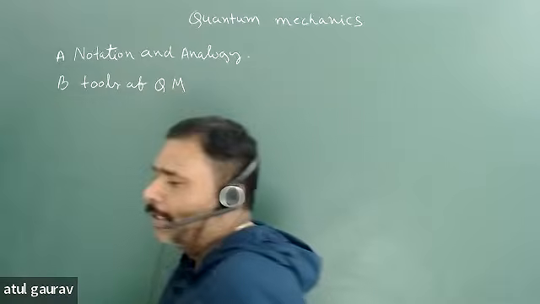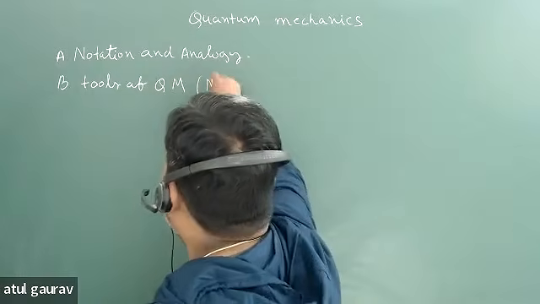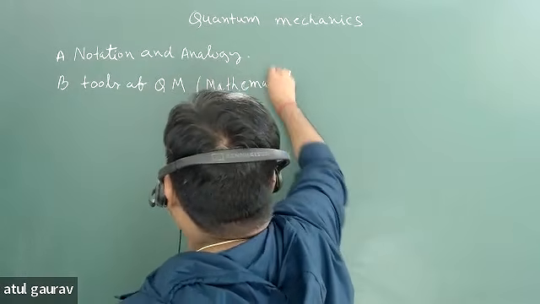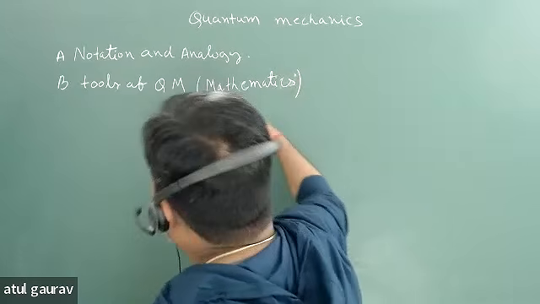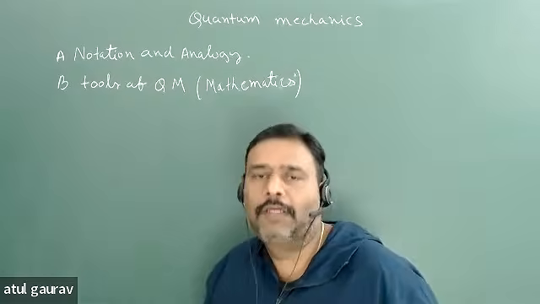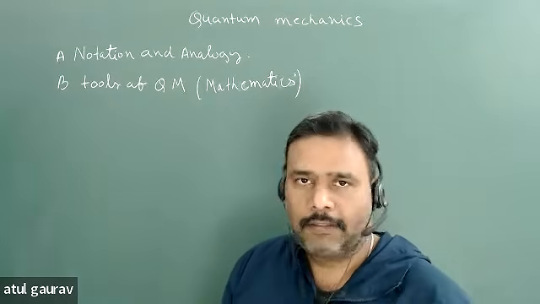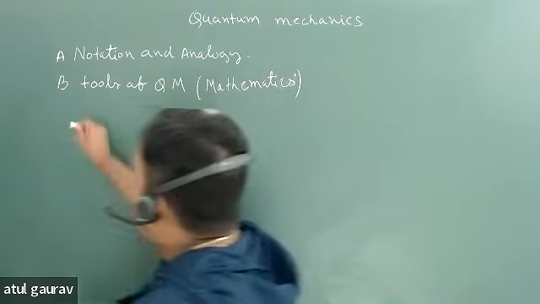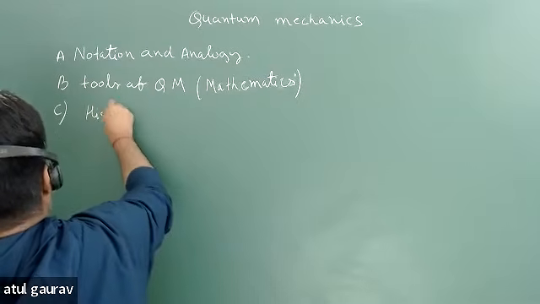If I am talking about tools of quantum mechanics, then what are the theoretical tools? That is mathematics, basic mathematics. I will discuss all the mathematics which is used in quantum mechanics. You do not need to worry whether you know a particular topic or not. I will separately do all the mathematics which will be useful in quantum mechanics. So it's a very separate topic, tools of quantum mechanics. And then I will go for the historical development of quantum mechanics.